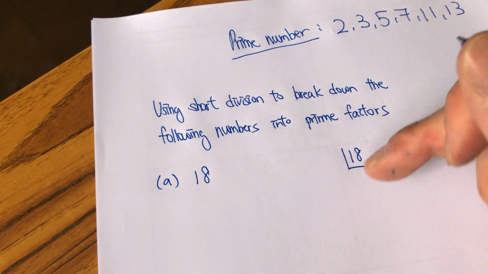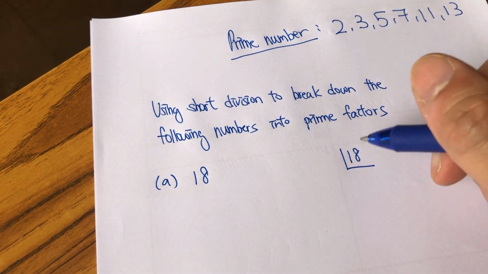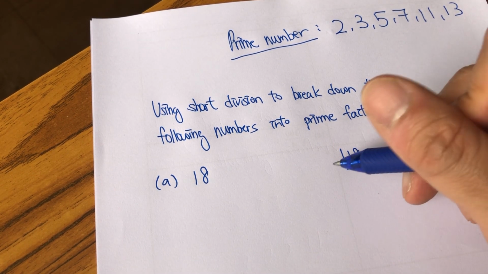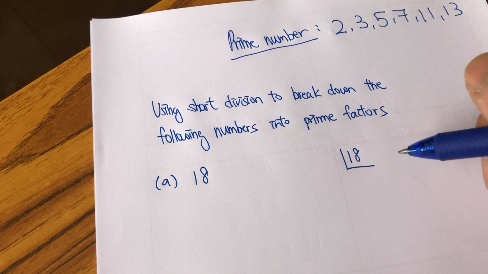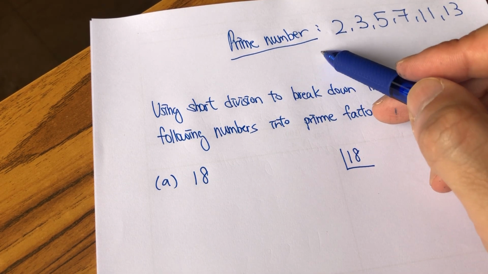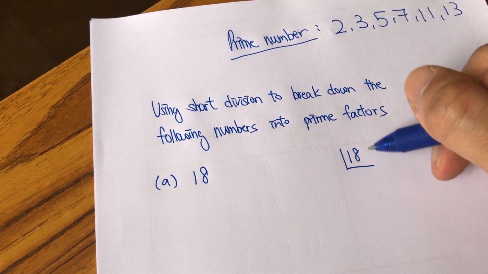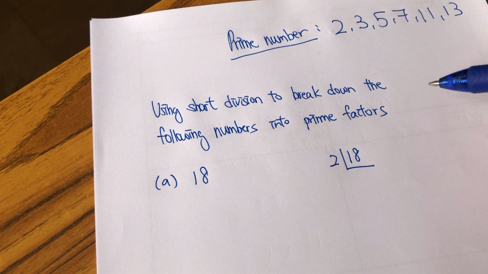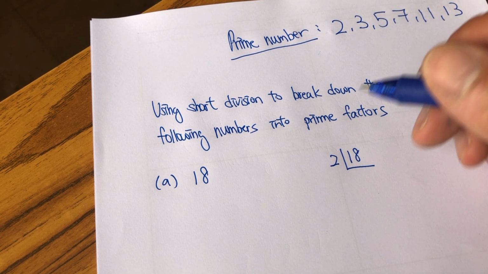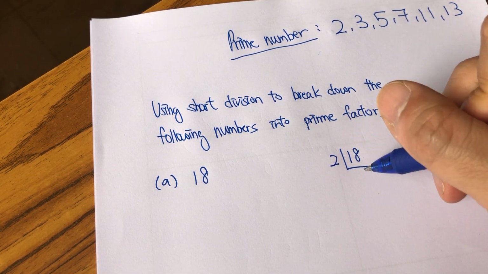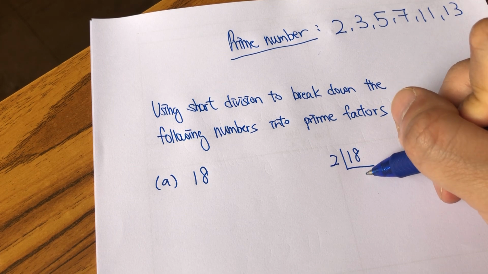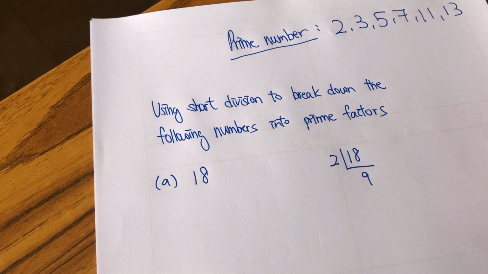So when you try to do the short division, you should try to use prime number to do the division. So you better start from the smallest one, which is 2. Since it is an even number, it must be able to be divided by 2. So 18 divided by 2 becomes, yes, 9. And then you have to continue to do the division.